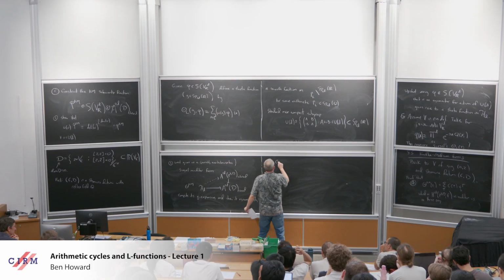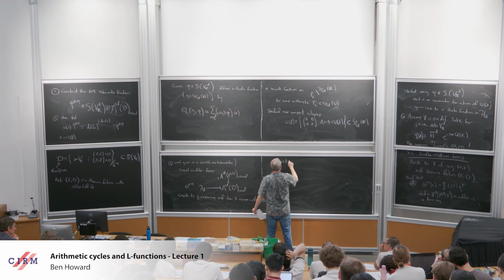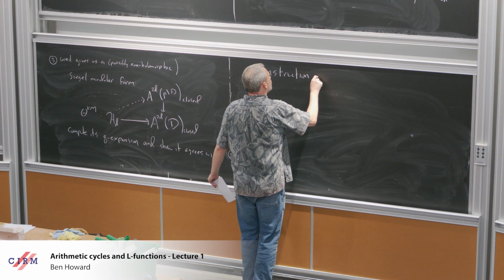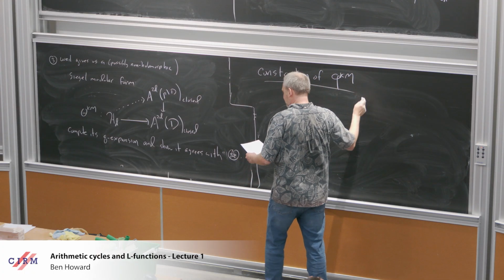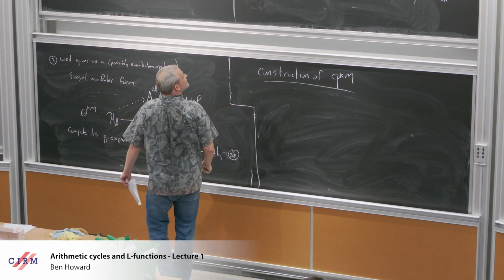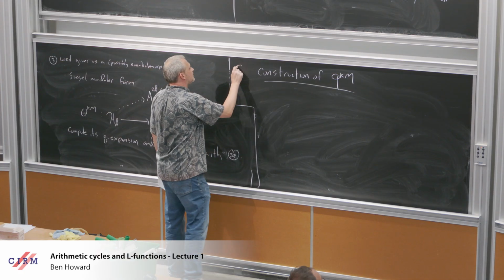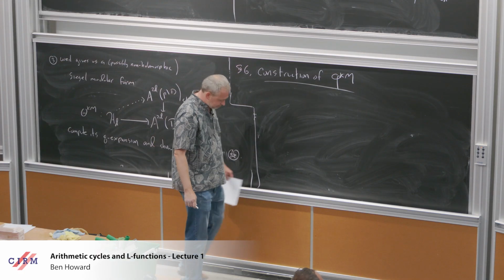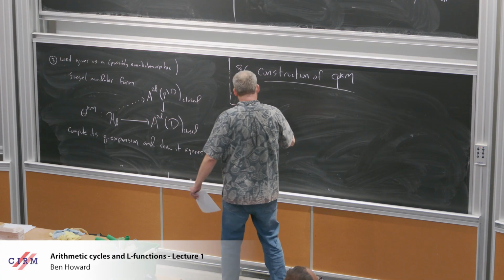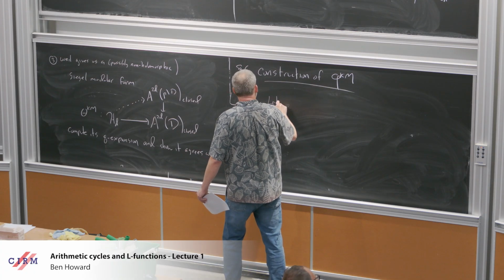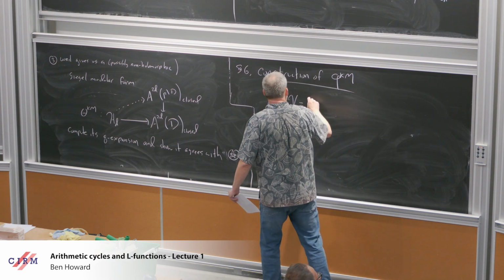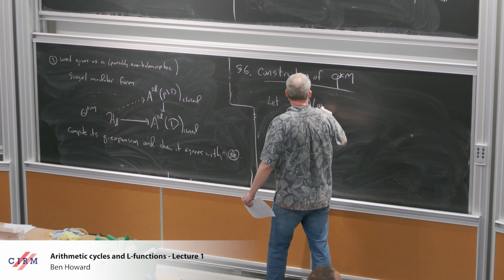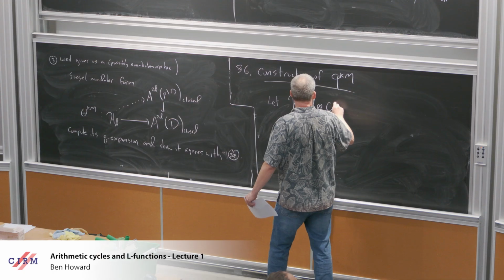Okay, so construction of phi km. Section something or other. I don't know. 6. Okay, so here's what we're going to do. On our Hermitian symmetric domain, look at the constant vector bundle determined by our quadratic space.